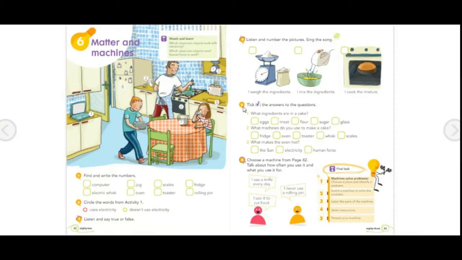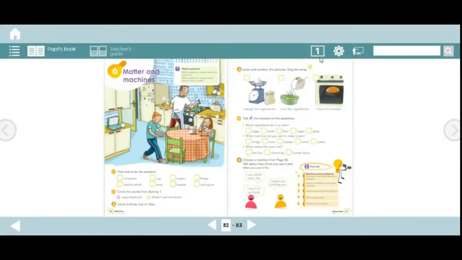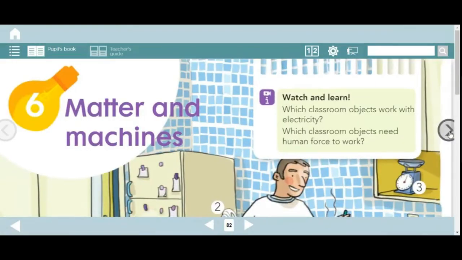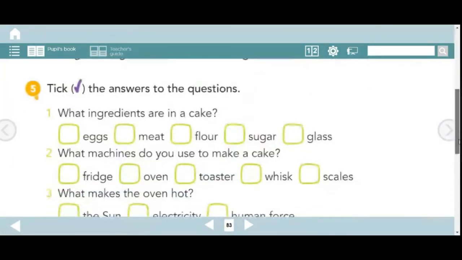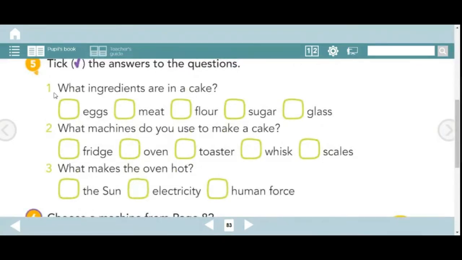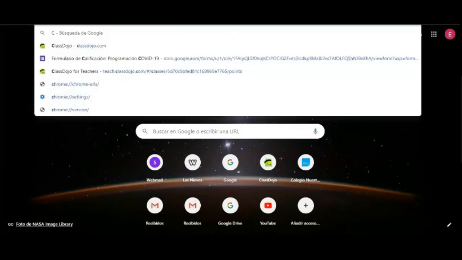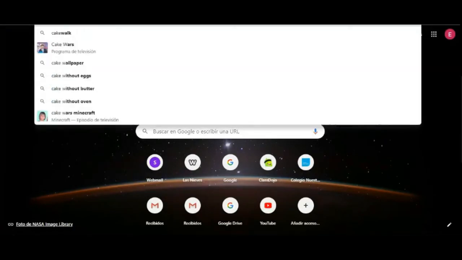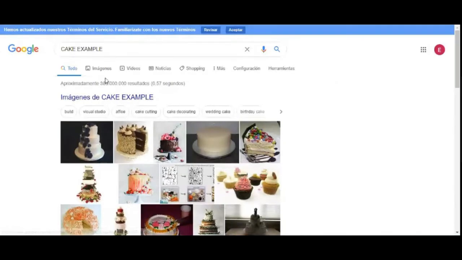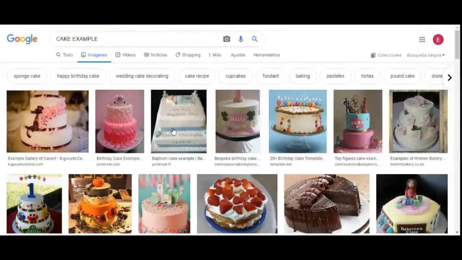Activity number 5, they say tick the answers to the questions. So you had to tick 1 or 2, more than 1, or any of them. The first one, wait a minute, I'm going to make it bigger. Activity number 5. So, number 1, what ingredients are in a cake? Do you know what a cake is? I will show you. This is a cake. Cakes. Here you can see some cake, a chocolate cake.